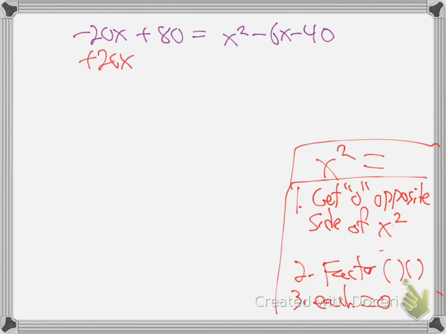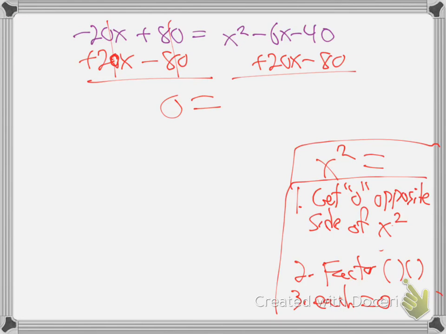So I'm going to go plus 20x minus 80. See how that's the opposite of both those? So they'll both go away and become 0. But whatever I do to one side, I have no choice but to do the same thing to the other. And then what does that give us? x squared plus 14x minus 120. We good to there? So that's step one, get a 0 on the opposite side of x squared.